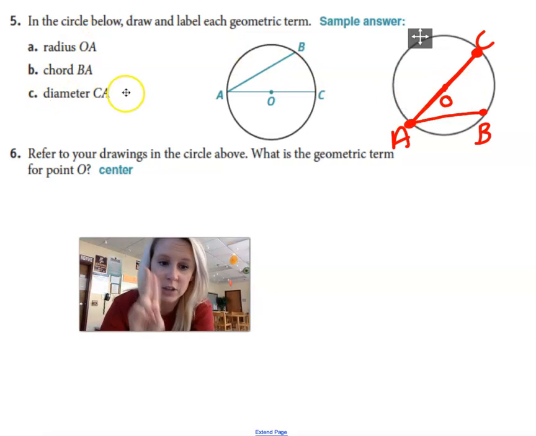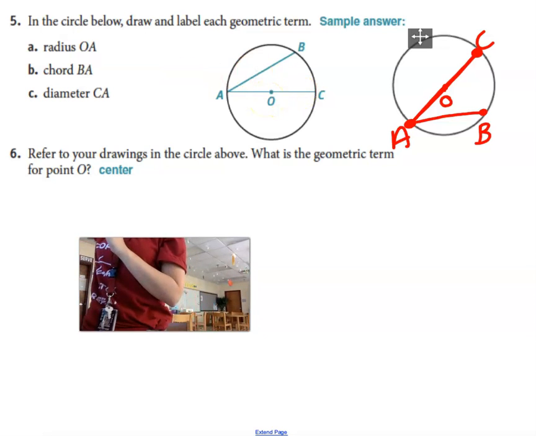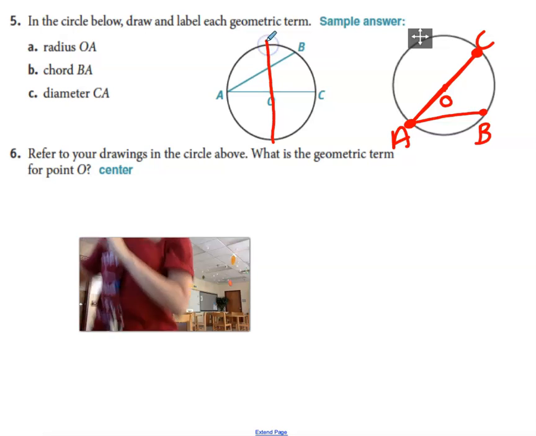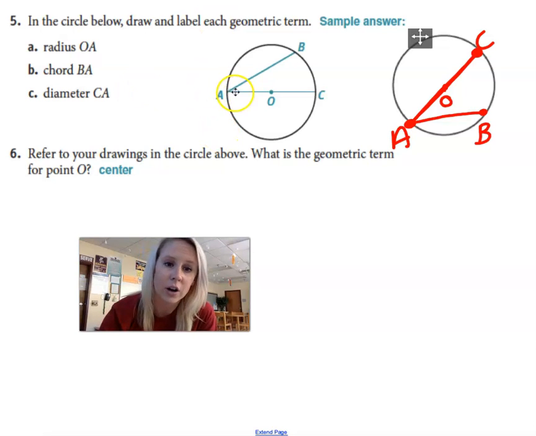The diameter has to go through the middle. You could have it going left to right, you could have it going up and down like this, just as long as the diameter goes through the middle of the circle. And then a chord had to start off at endpoint A and then go to point B.